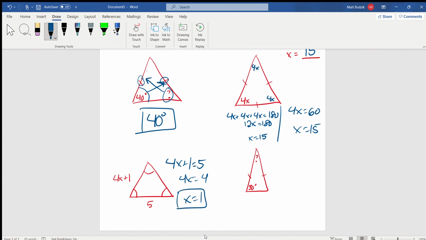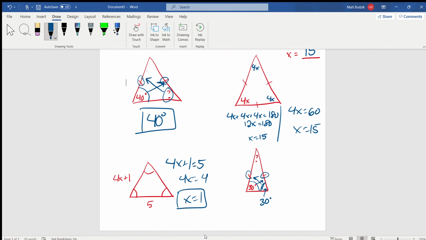Last one. So let's say I have this 30 degree angle. This 30 degree angle is opposite this side, congruent to that side. So we know that these 2 angles are congruent. Do not fall for the trap and think that that angle up top, that vertex angle, is also 30. This angle is my 30 degree angle.